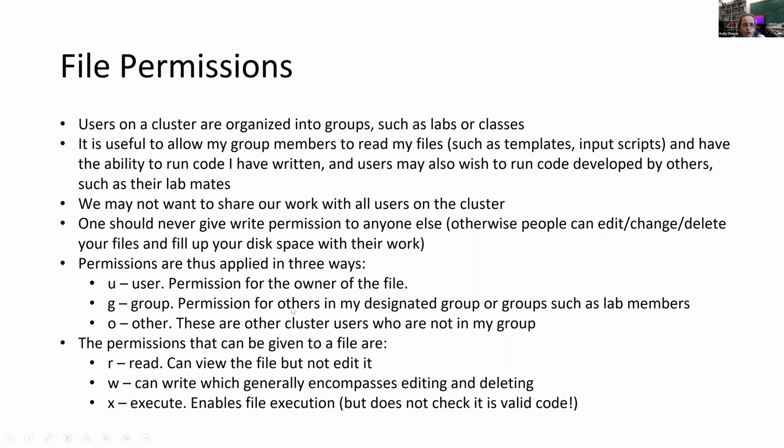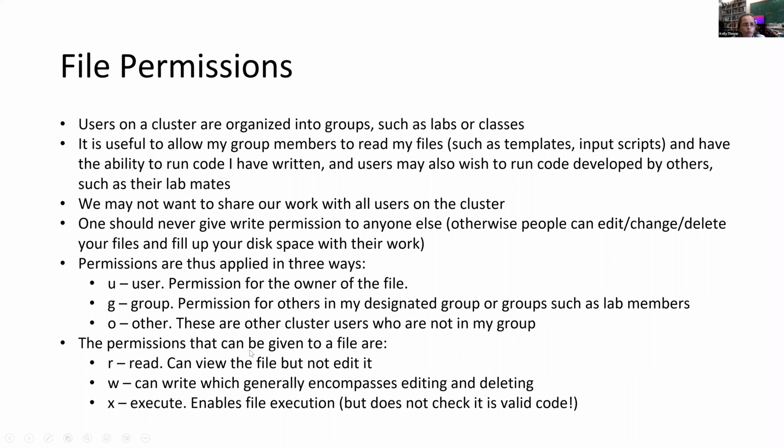Then we have the group permissions. This is permissions for others in a designated group or groups, such as the lab members, to do something. And O is for other. This is the other people who are using the cluster who don't happen to be in my group. So for example, there could be another group in the physics department, and so they may not be particularly interested in our files, so they probably don't really want permissions to see our content, and we may not necessarily be reading theirs either. So you can change the other permission to not allow others to see the things on your disk space.